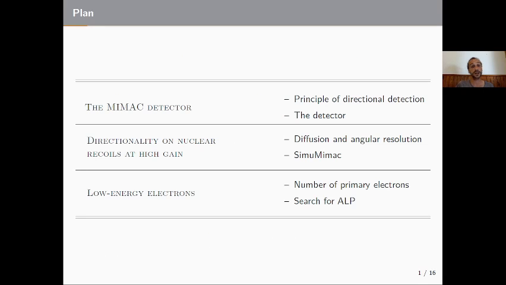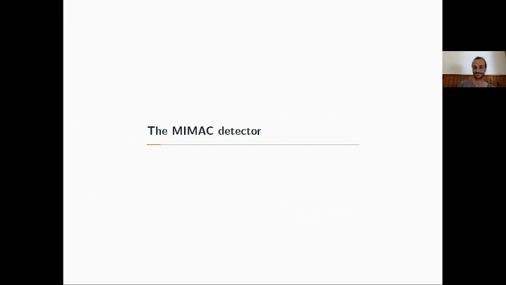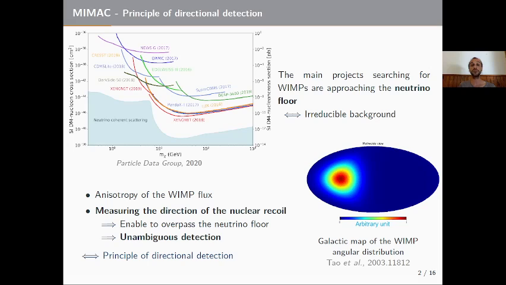This is the plan of the talk. I will start by describing the detector and the experimental setup. Then we will move to directionality at high gain, and in particular we will look at the role of diffusion and describe simulations. And finally, we will talk about low-energy electrons and see how MIMAC can contribute to understanding the background and can search for axion-like particles. So we start with the detector, and first let me introduce the principle of directional detection.